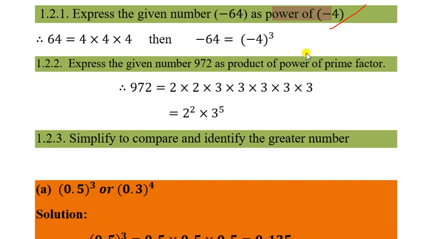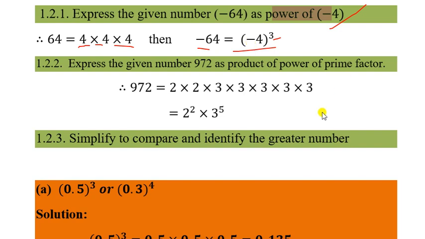Then simple, minus 64 means minus 4 to the power 3. Why 3? Because if we factorize 64, we get 4 how many times? 1 time, 2 times, 3 times. So minus 64 is equal to minus 4 to the power 3. In this way you have to factorize all the given numbers as a power of minus 4. It can be minus 2 also. So try to solve minus 64 as a power of minus 2 as your homework.